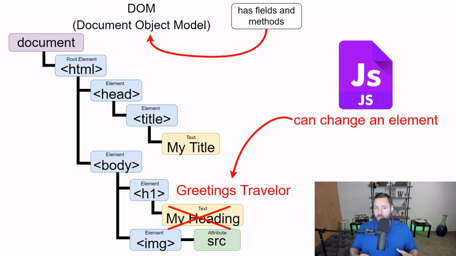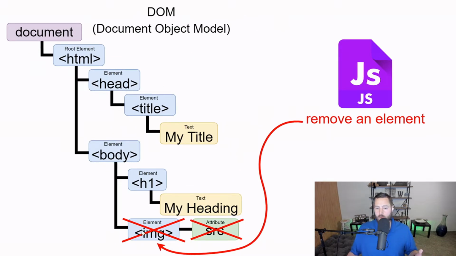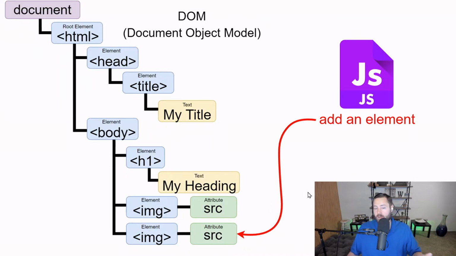The DOM can be seen as an interface that we're going to use to make our websites more interactive by changing their structure, their style, or their content. So in our example here, we could use JavaScript to interact with the DOM to change an element. We could change the text of our heading element to "Greetings, Traveler." Or, for instance, we could remove an element completely should we want to. Or we could add an extra element.